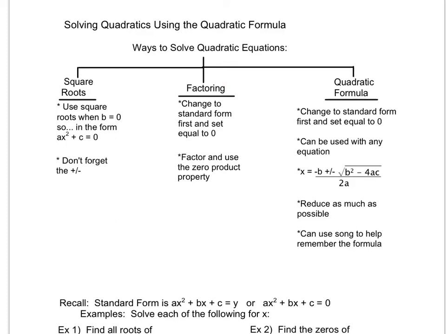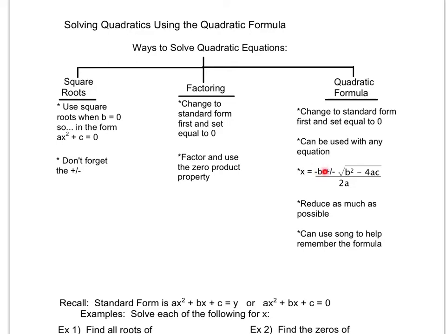When we use quadratic formula, we first change to standard form, so that ax squared plus bx plus c, and either set it equal to 0 or get it equal to 0 if there is no y. This is going to be the formula. You must memorize this formula. Not only will it be important for my class, it will also be important for future math courses as well as your ACT once you get to that point.